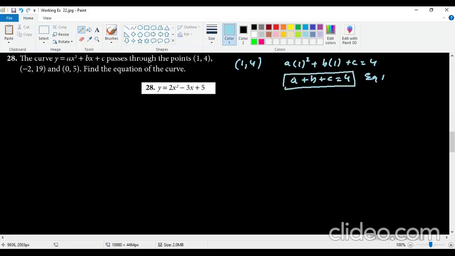Now the second point is going to be negative 2 and 19. Negative 2 and 19. And I'll be using a, negative 2 square, plus b multiplied by negative 2, plus c equals 19.